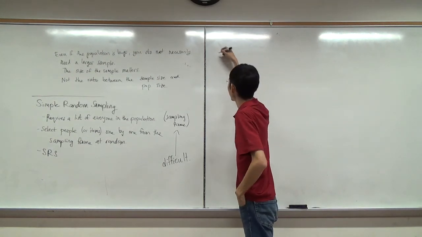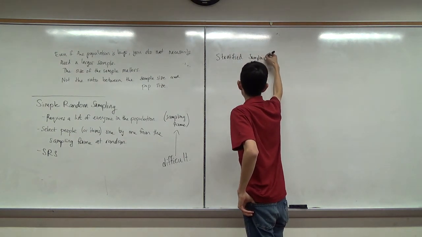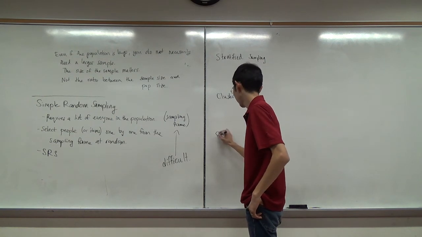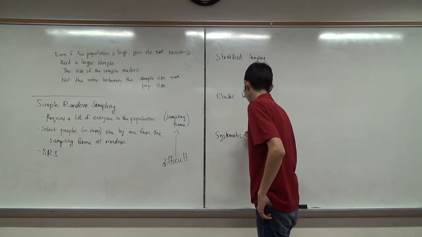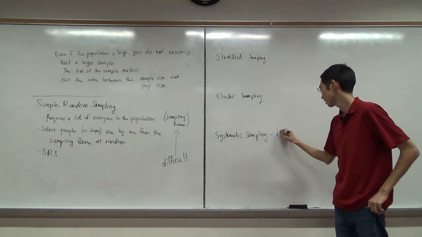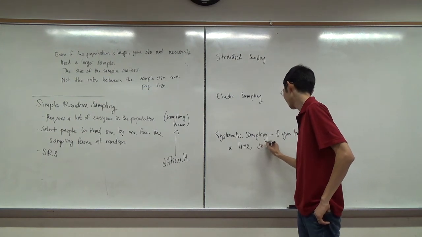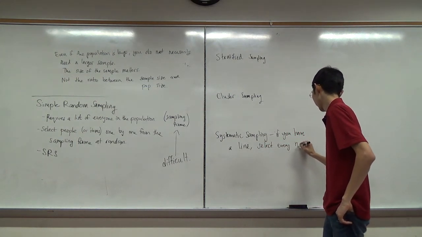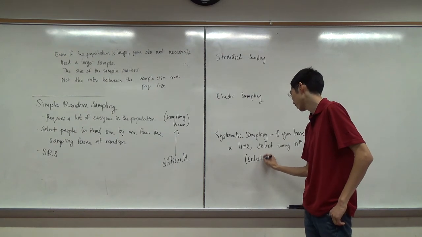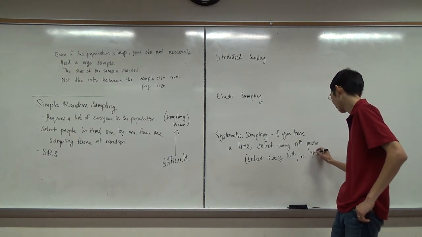So, okay, we have stratified sampling, cluster sampling, and systematic sampling. Let me start off with systematic sampling. This is the easiest to explain. If you have a line, just select every nth person. So like select every 10th, or 9th, etc.